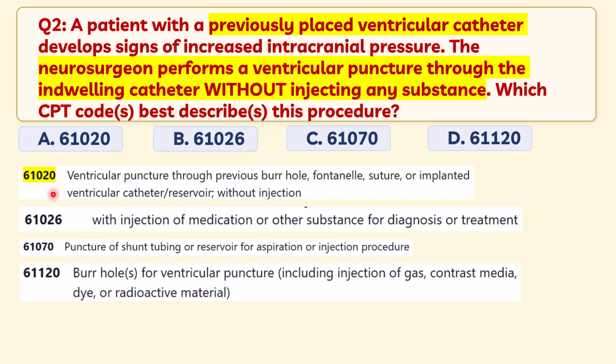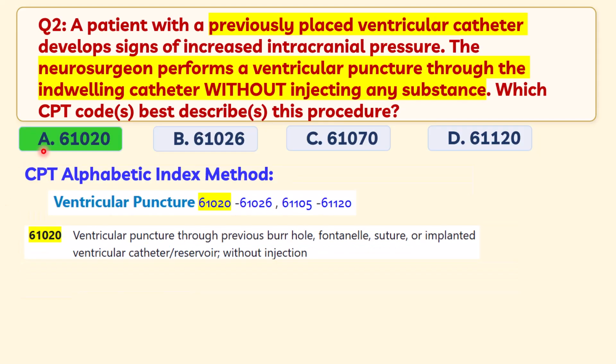Let's check other answers as well. 61026 says with injection of medication, but in this case without injection of medication. 61070 says puncture of shunt tubing or reservoir for aspiration or injection procedure. That is not the case here. 61120 Burr Hole for ventricular puncture. But the Burr Hole is already done. You can see previously placed ventricular catheter through Burr Hole or any other method. So the correct answer will be answer A.